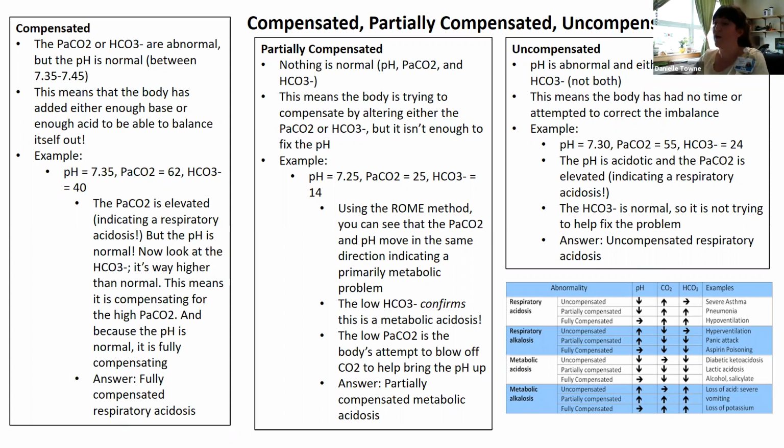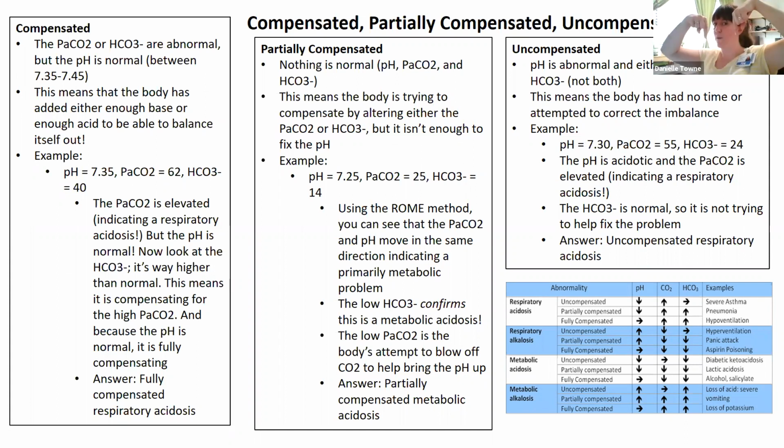So here's a good example. You've got a pH of 7.25, okay? Is that high or low? It's low because the normal range is 7.35 to 7.45. All right. Your PaCO2 is 25. High or low? Low because normal is 35 to 45. And your bicarb is 14, which is low because normal is 22 to 26. Okay. So you can tell that pH is down.